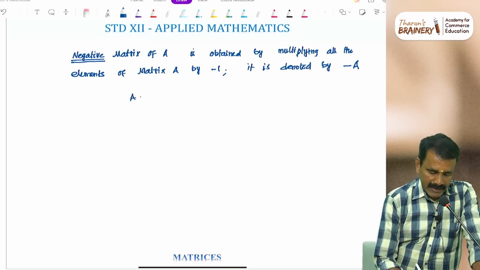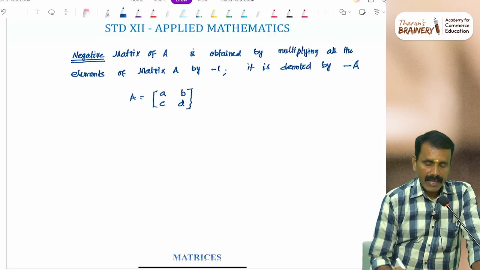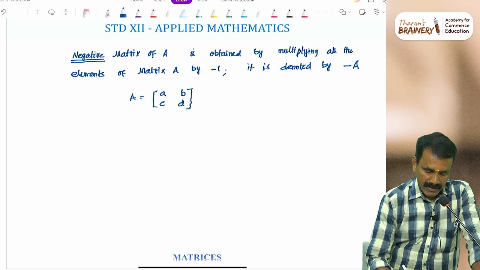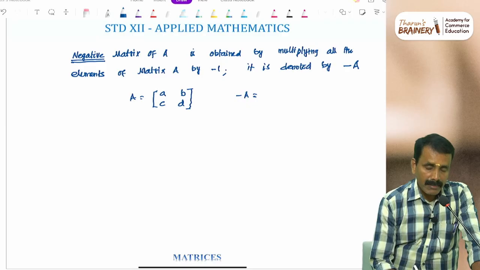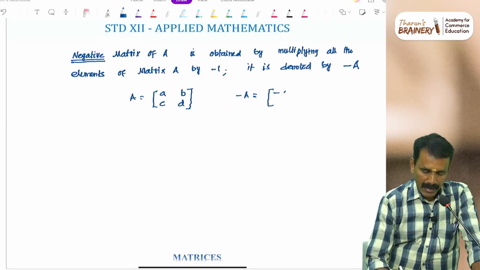Suppose I have a matrix A with entries a, b, c, d. The negative matrix of A is denoted by -A. How are we going to obtain it? We multiply all the elements of matrix A with the minus symbol, that is -a, -b, -c, -d.